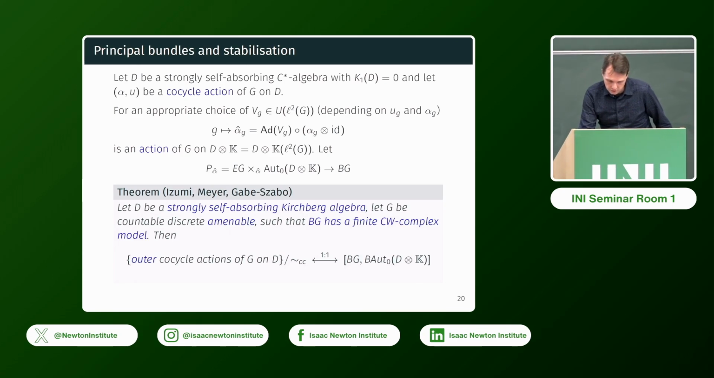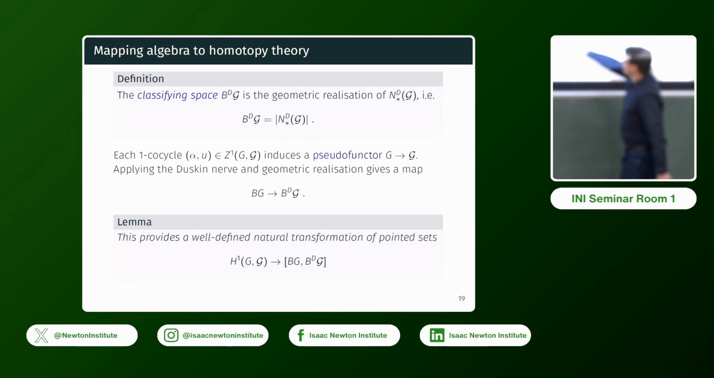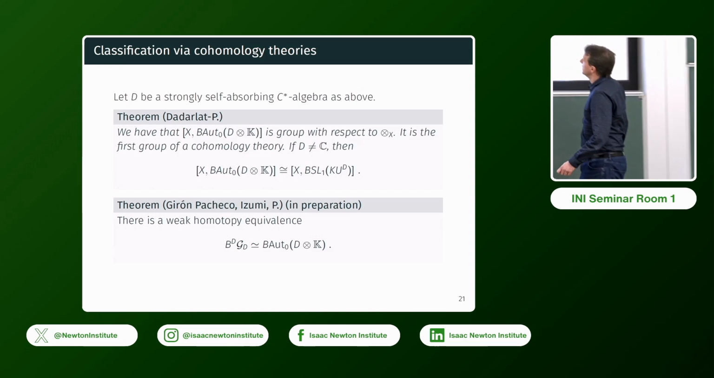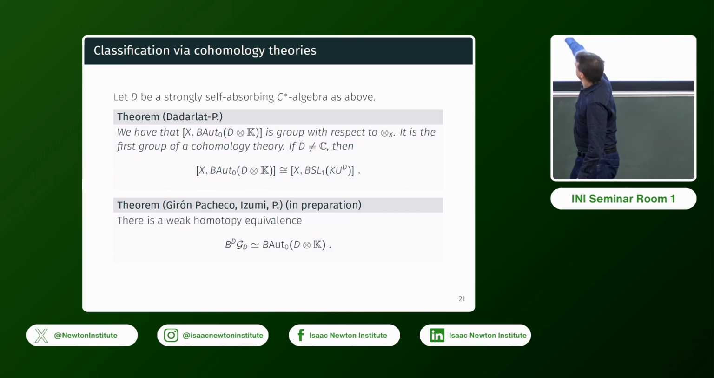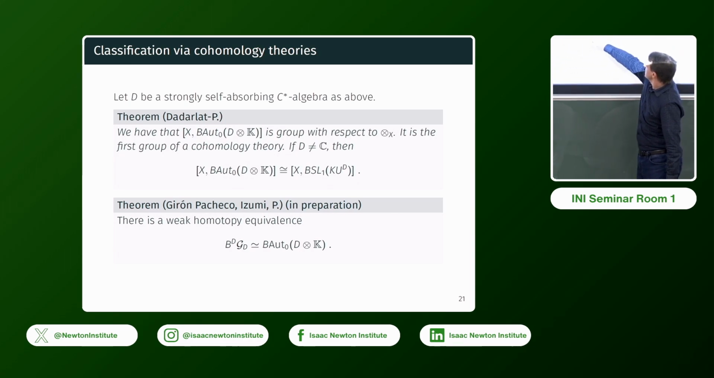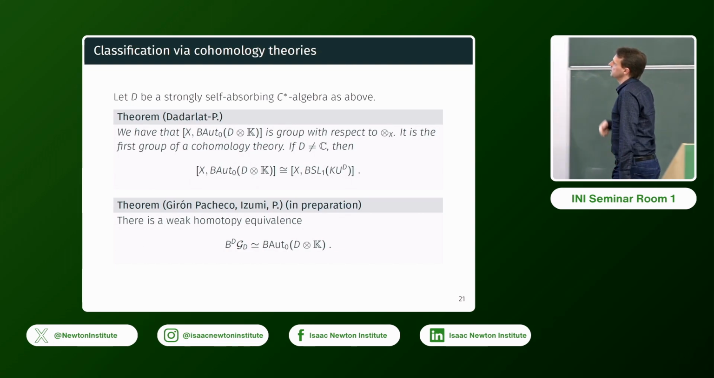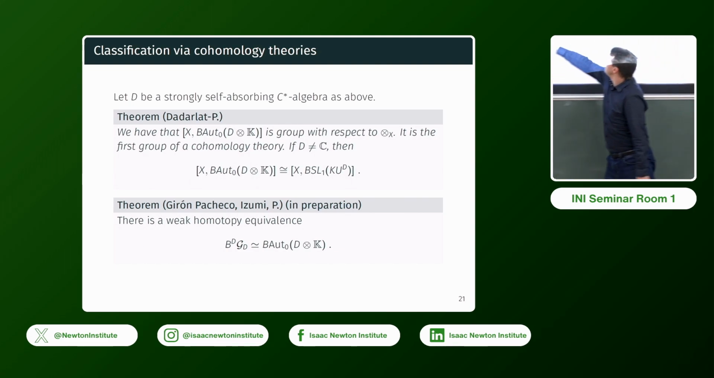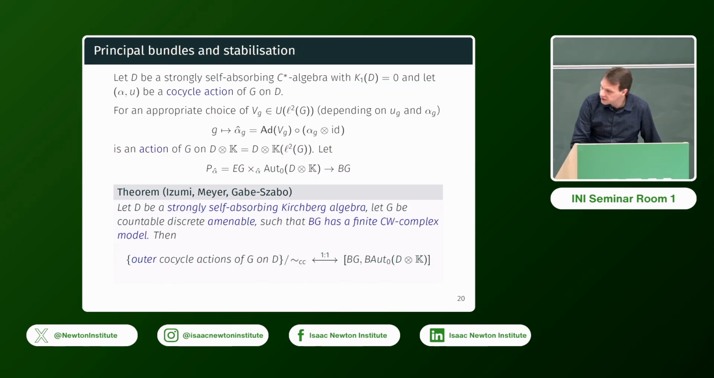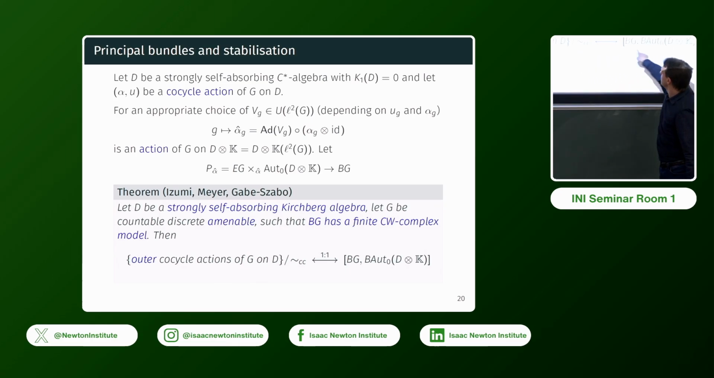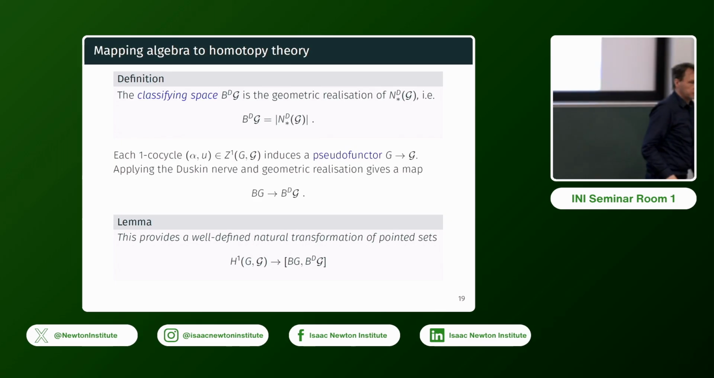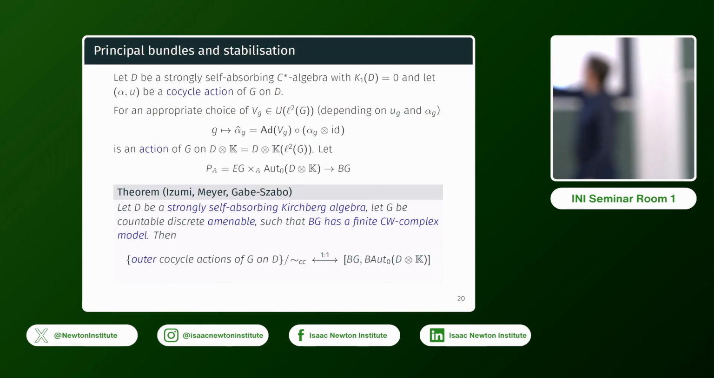So how is this related to this thing here? This is the part that is not published yet, but I think we have a proof now that there's a weak homotopy equivalence between this classifying space that I can associate to this crossed module that classifies cocycle actions and B Out_0 of D tensor K. And then, of course, the thing left to do is to check that actually this map that we have here corresponds to this stabilization thing that happens here.